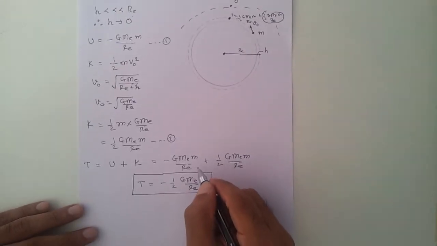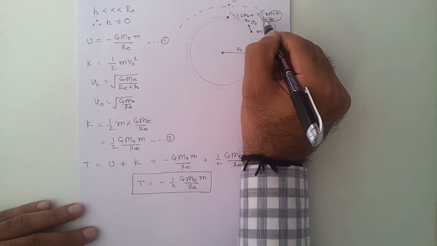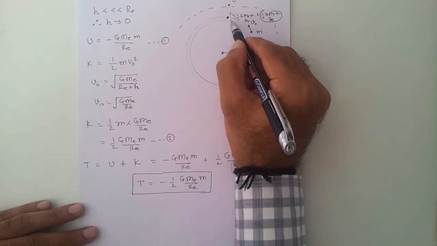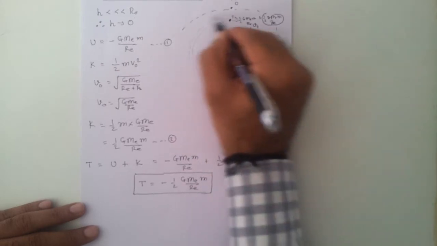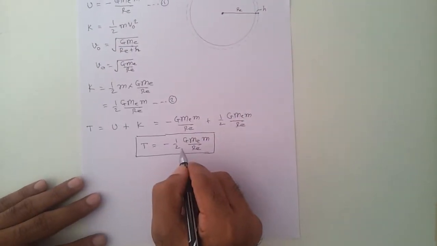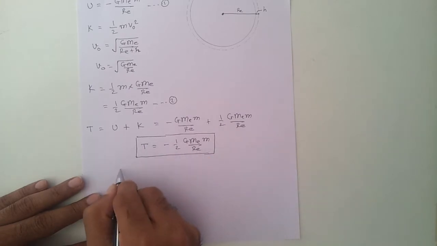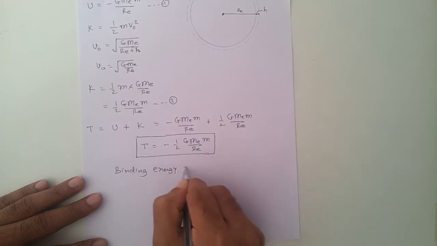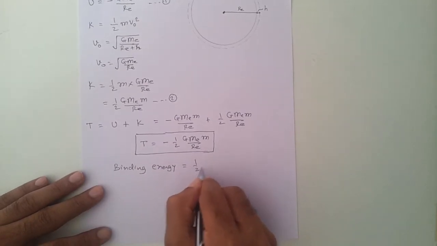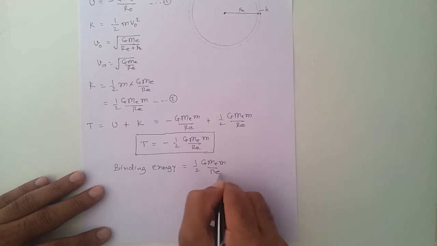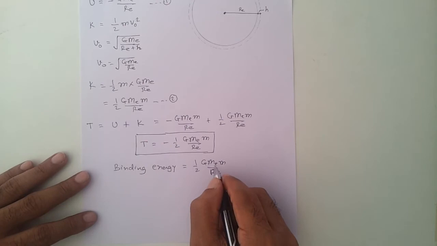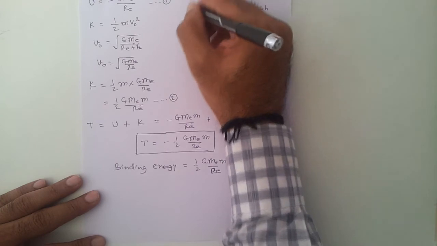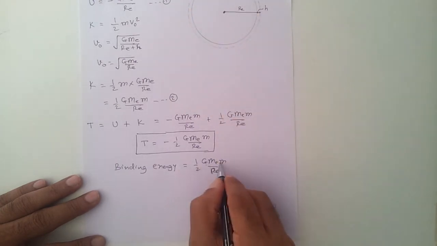Okay. So if I am not able to give this energy, what will happen is that the object will continue to move around in this particular orbit. In other words, it is bound in this particular orbit, and therefore the magnitude of this energy, minus half G Me m upon RE, is also known as binding energy, because this is the energy with which the satellite is bound to the Earth. Binding energy is half G Me m upon RE. So we have obtained an expression for the binding energy of the satellite, the energy with which the satellite is bound to the Earth, which is equal to half G Me m upon RE.